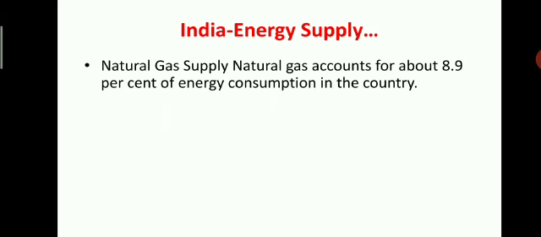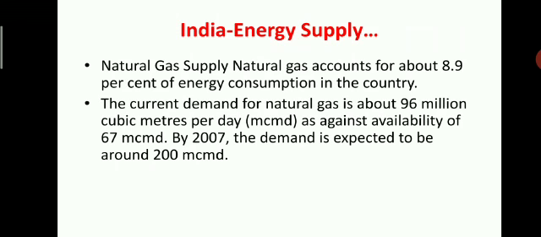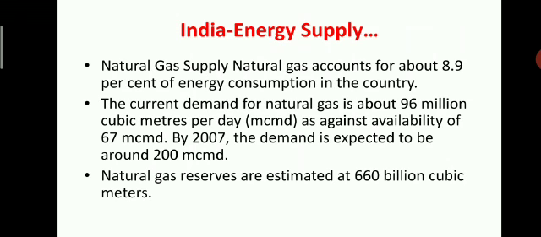Natural gas supply. Natural gas accounts for about 8.9% of energy consumption in our country. The current demand for natural gas is about 96 million cubic meters per day, as against availability of 67 million cubic meters per day. By 2007, the demand is expected to be around 200 million cubic meters per day. Natural gas reserves are estimated at 660 billion cubic meters.